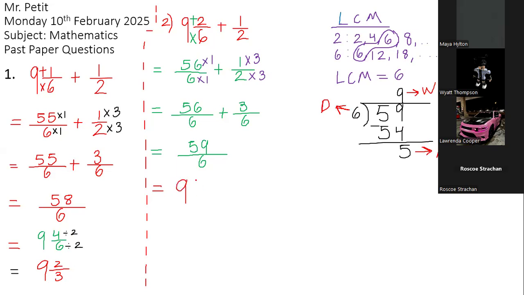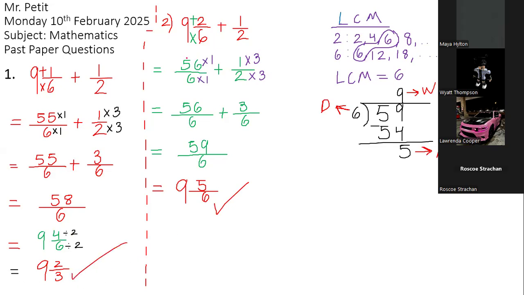Now this is good because it's already simplified. It's already in the simplest form because 5 over 6 cannot be simplified any further. So this is going to be our final answer: 9 and 5 over 6. Do we understand this or do you all have any questions? Let me know please if you understand it.